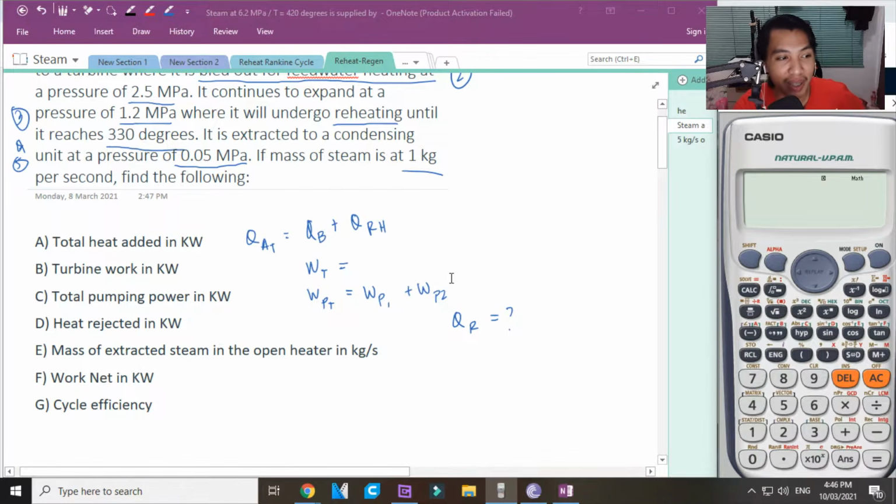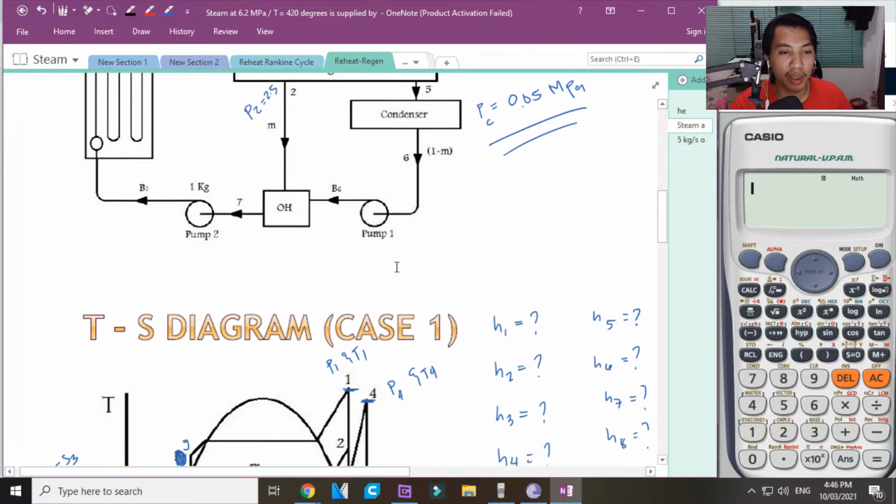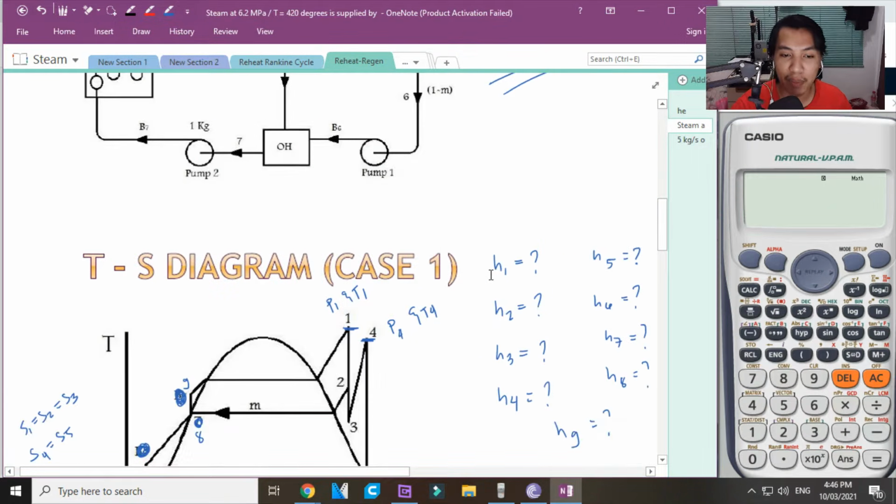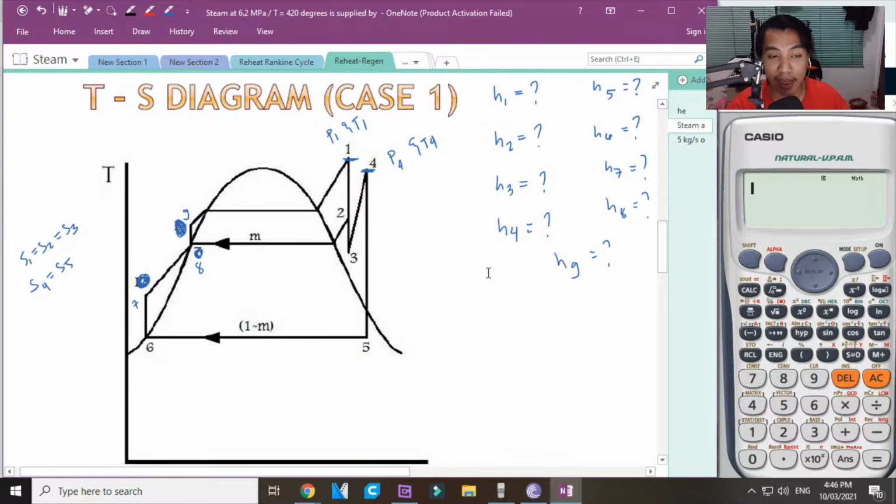So, nandito na tayo sa determination niya. So, A, B, C, D, E. Sa open reheater, I think this is M1. The work net, kukunin natin. And then the net cycle efficiency. Alamin natin. Nakita nyo na dito, schematic diagram lang ang babasihan ko. Malalaman ko na yung entire process. And then the TS diagram.